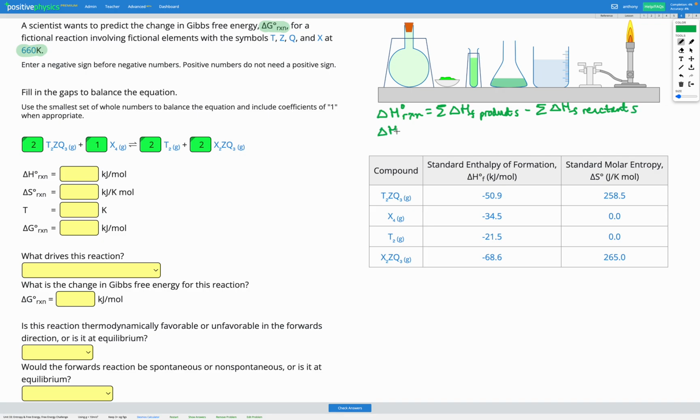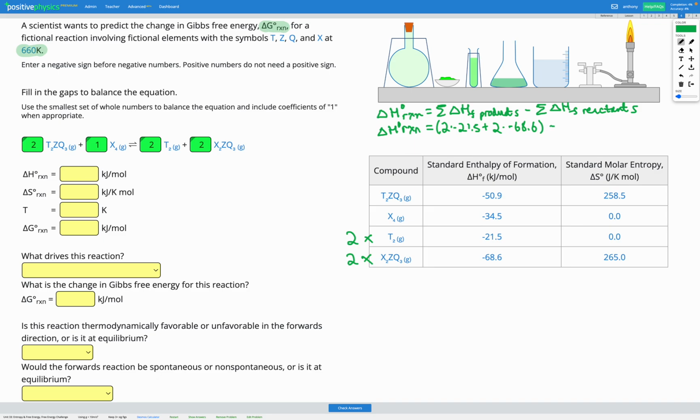So the enthalpy change of formation of our products. In our products, we've got 2 sets of T2, and I've got 2 sets of X2ZQ3. So that's going to be 2 sets of negative 21.5 plus 2 sets of negative 68.6.